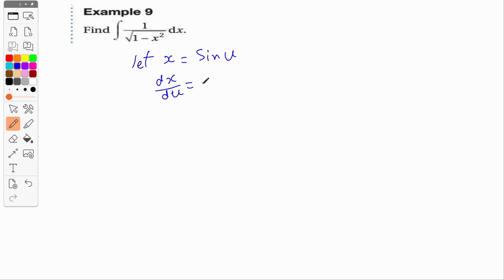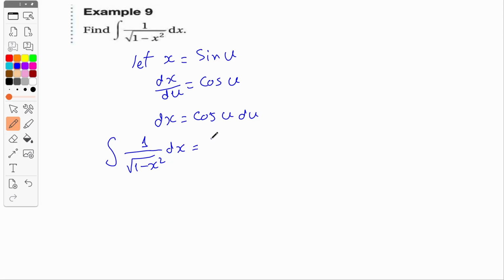The derivative of sine u is cosine u. We need dx to plug in here instead of this dx. So dx equals what? Just multiply this by this. It will be cosine u du. This is dx, and we need to plug it in here.